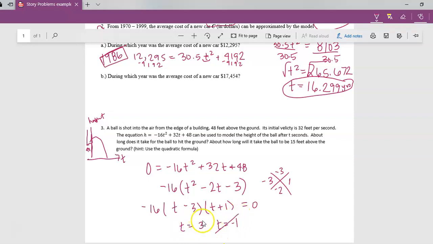Again, we don't really need that negative solution because we're talking about time here. So it's going to take 3 seconds for it to hit the ground. So this is the first part of the question. I'll call it part A.